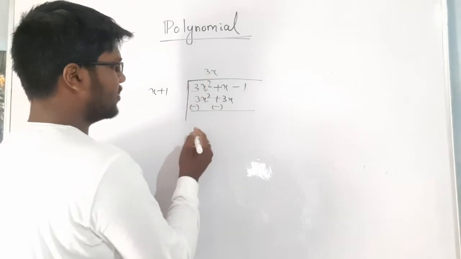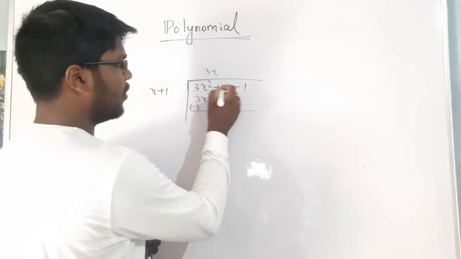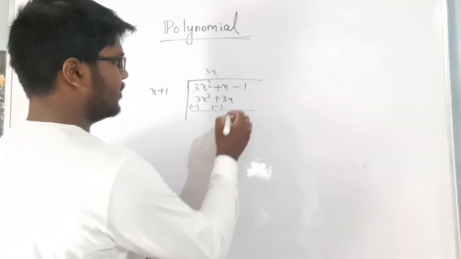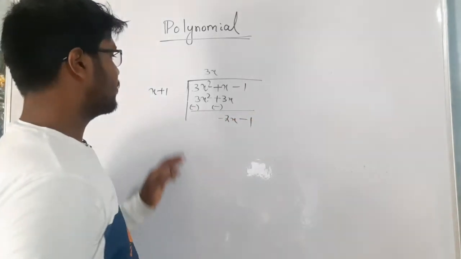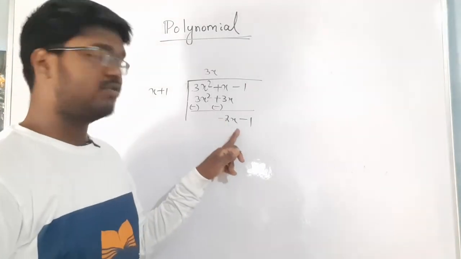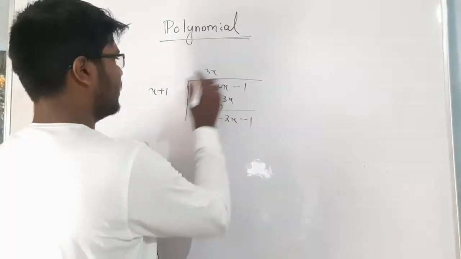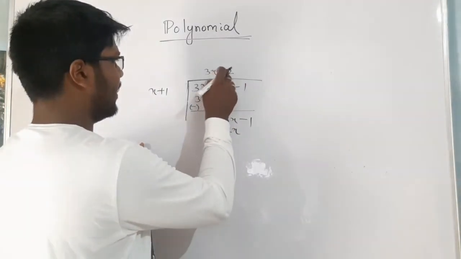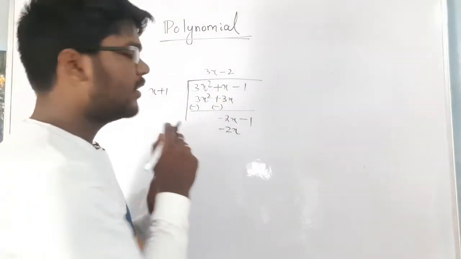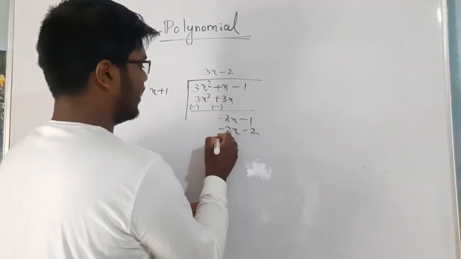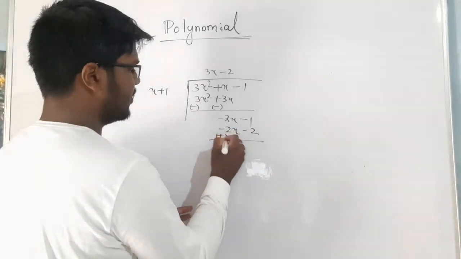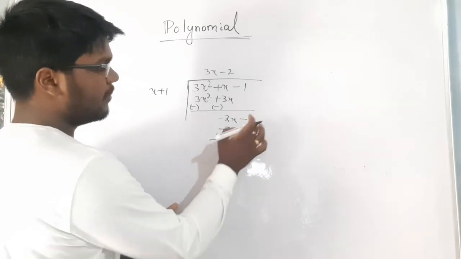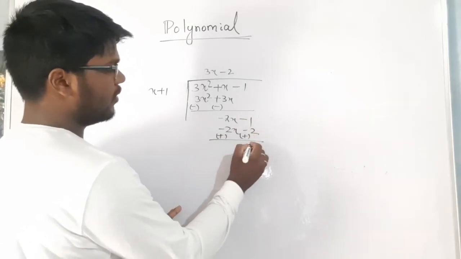3x square minus 3x square will be cancelled to 0, plus x minus 3x will become minus 2x, and minus 1. So we have to get the minus 2x term by putting here minus 2, and it will become minus 2x. When minus 2 is multiplied with plus 1, it will give minus 2, and after subtraction the sign will be changed to plus, so minus 2x plus 2x will be cancelled, minus 1 plus 2 will become plus 1.